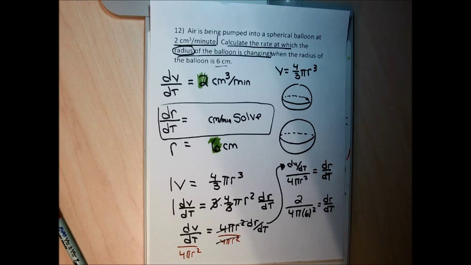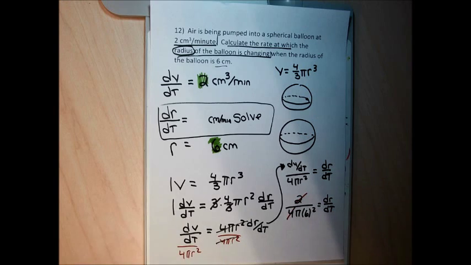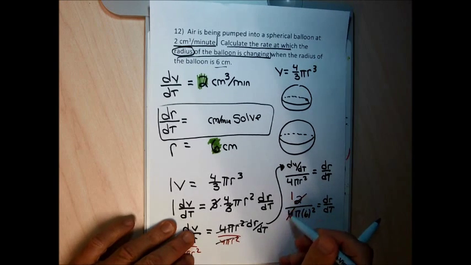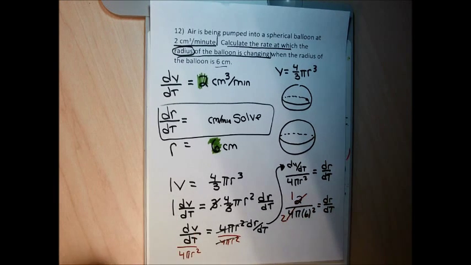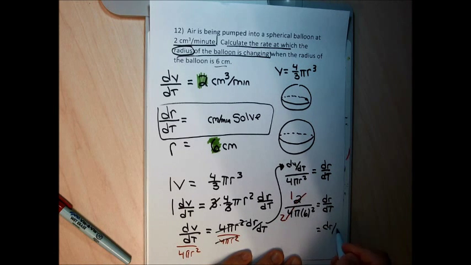If I want to at this point, I could cancel this 2 with that 4. 2 divided by 2 is 1. 4 divided by 2 is 2. I actually almost have an answer, because on the right-hand side, I have the dr dt that I'm trying to solve for. And on the left-hand side, I just need to clean this up. And how do I clean it up? I start cleaning up that denominator.